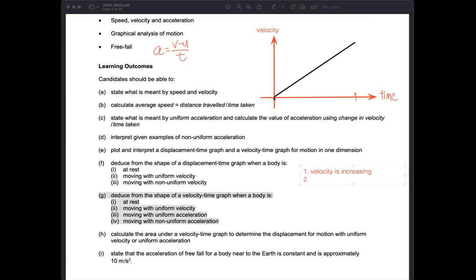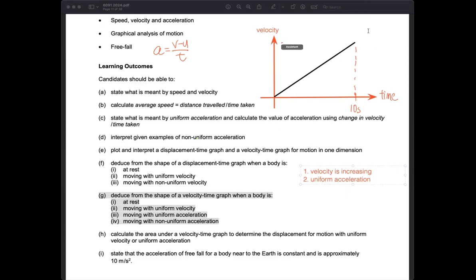Can you see the gradient here is fixed all the way? So the gradient is uniform. So it has a uniform acceleration. Is that clear? Meaning that every second, your velocity increases by the same amount. Can you see from this formula? Every second, your change of velocity is the same. It's constant. It's uniform. So if the gradient is uniform, your acceleration is uniform. Is that clear?